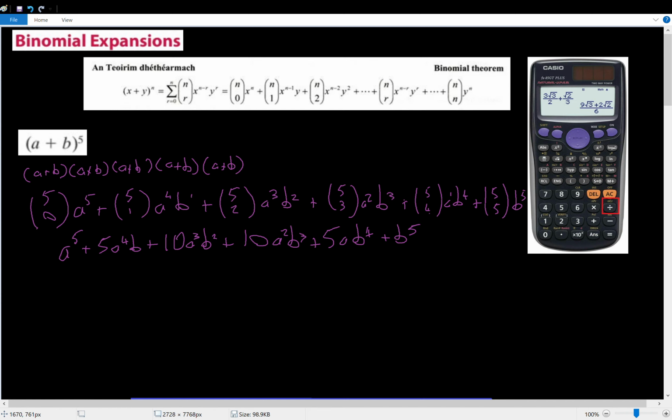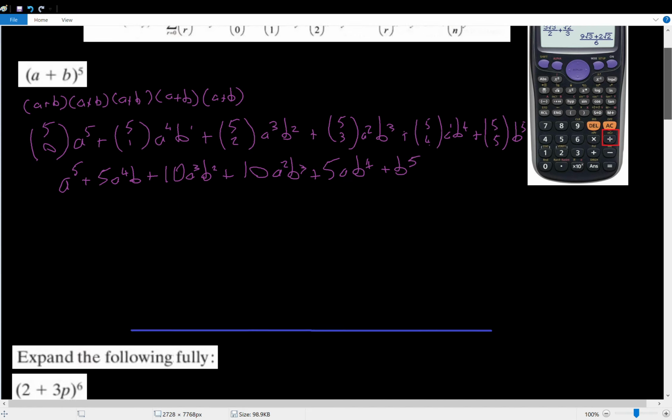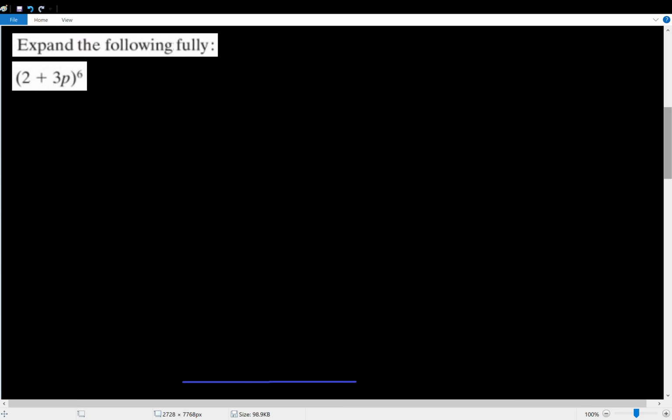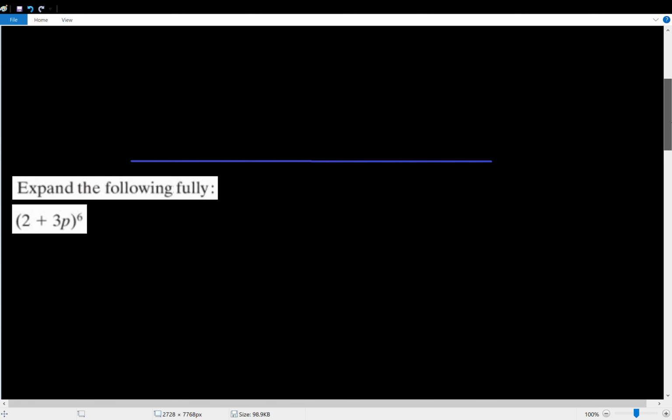But this is in the most general terms. It's actually going to make more sense if we start seeing this in a setting where we've got different numbers involved. So let's just try this here. To expand the following fully, we have this, instead of a we have 2, and instead of b we have 3p, but we're still going to follow the exact same formula that we used up here.